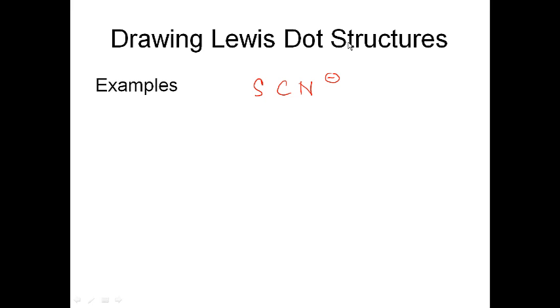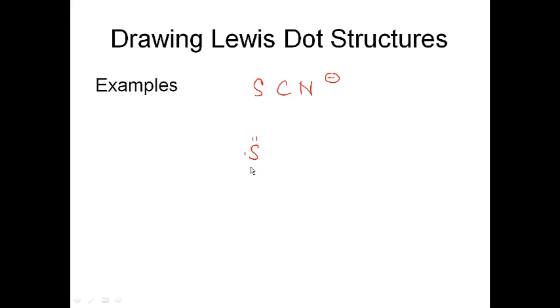So if I gave you SCN minus, can we draw a legitimate Lewis dot structure for this, and how would I do that? This being now a negative ion. So the sulfur is attached to the carbon attached to the nitrogen. The carbon is the least electronegative of those elements, and so therefore it would be in the middle. And again, I would give you that.